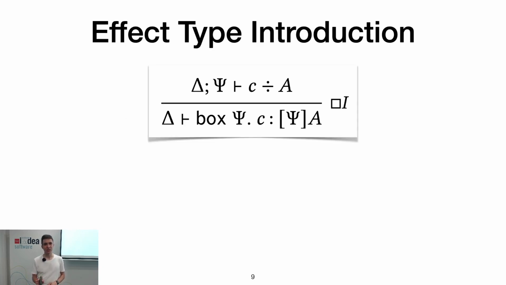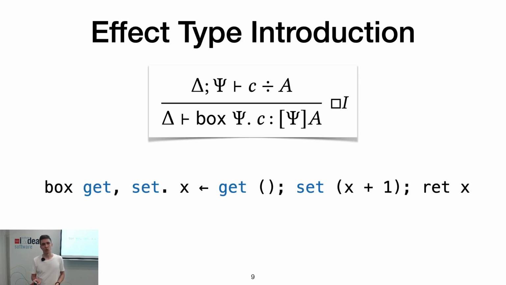But let me go into detail and show you the language. So we have this modal box type, and it is a box type generalized by a context. We call it psi in the slide. And the term to introduce this type is also called box, that now explicitly binds this context psi. For example, remember the increment program.